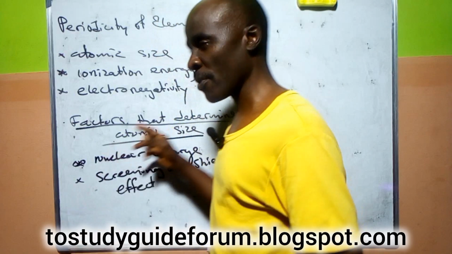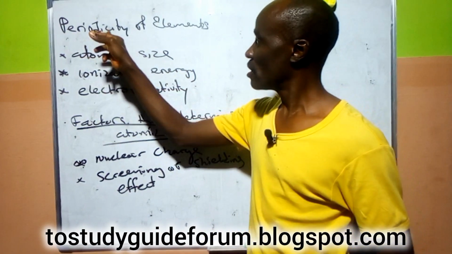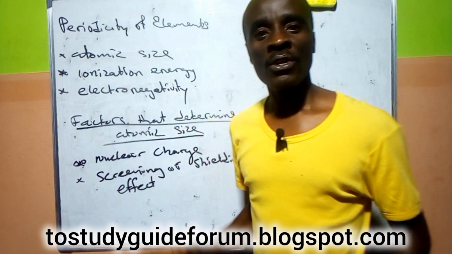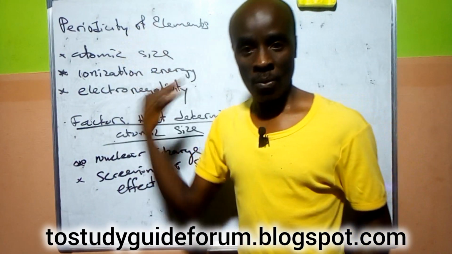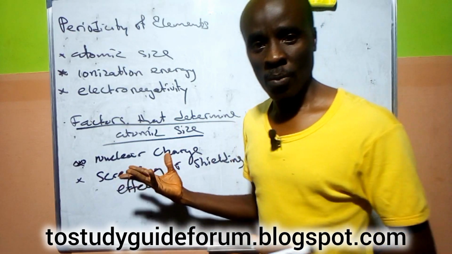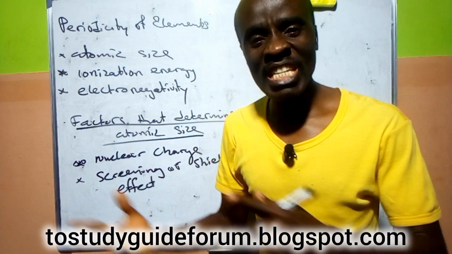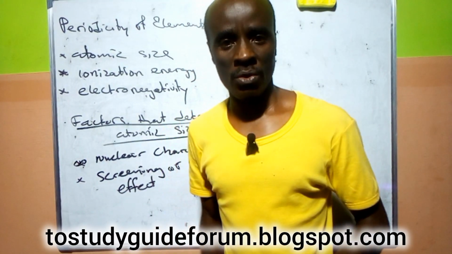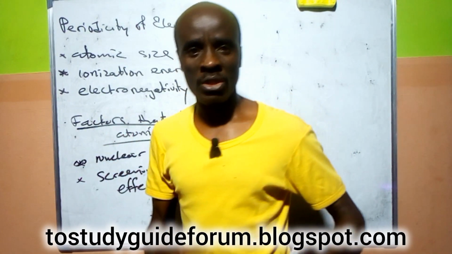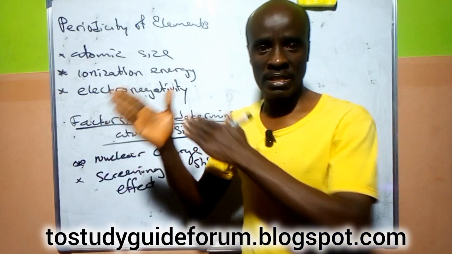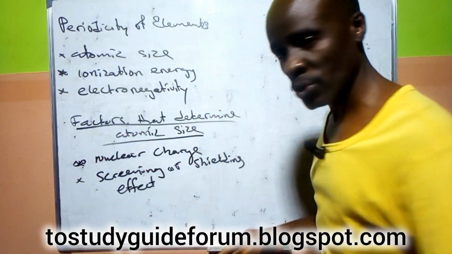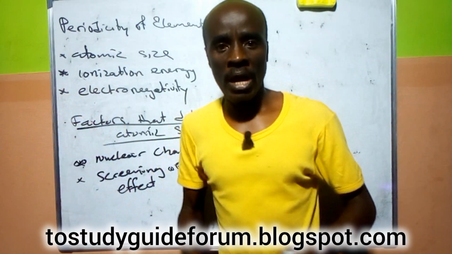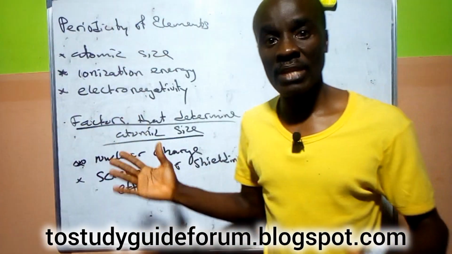What we mean by periodicity is the variation in the physical and chemical properties of an atom due to changes in the electronic configuration of their electrons. Due to the changes in electronic configuration, there tends to be variation. If you arrange them like in the periodic table, which we have done before, you find they are arranged in blocks horizontally and vertically, and there are always changes in there.